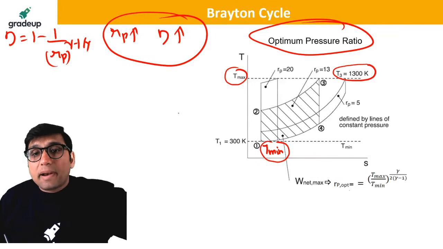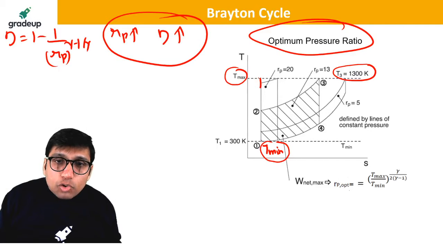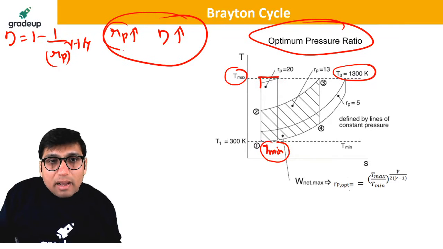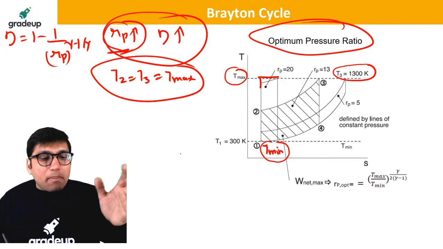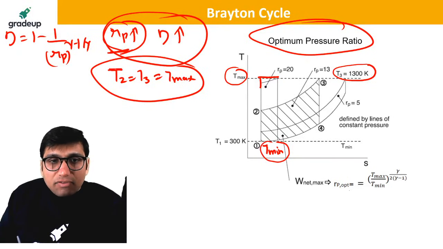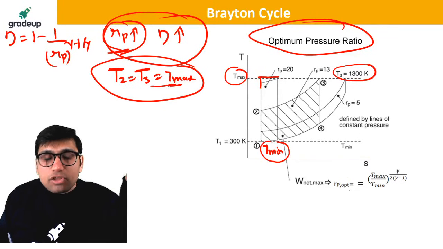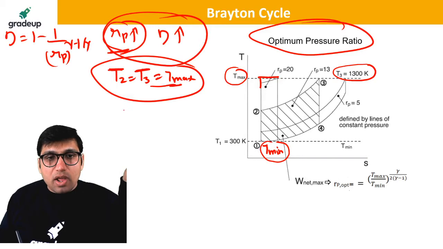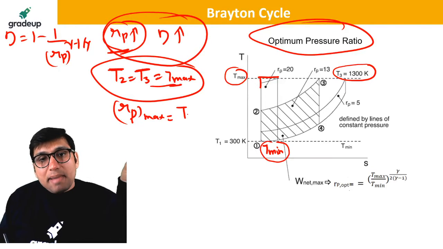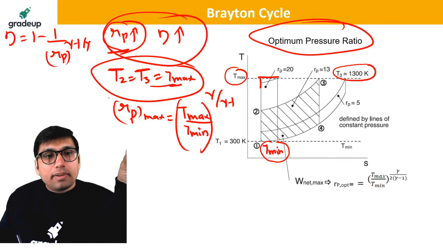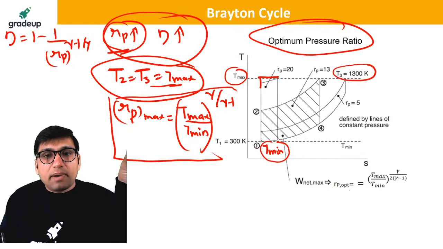So how much can you increase the pressure ratio? By doing the compression, you can go up to the maximum when T2 becomes equal to T3, or T maximum. This is the maximum amount of compression you can do, when the temperature after compression becomes equal to the maximum temperature of the cycle. In that situation, the maximum pressure ratio will become T maximum over T minimum, to the power gamma over gamma minus 1. This will be the maximum pressure ratio of the Brayton cycle.